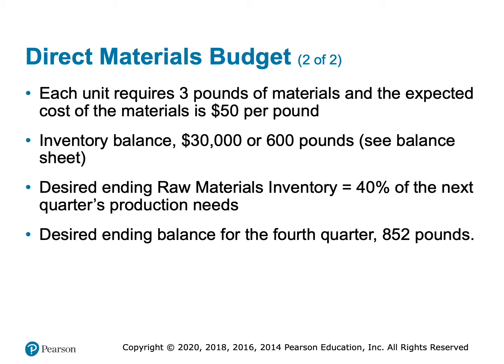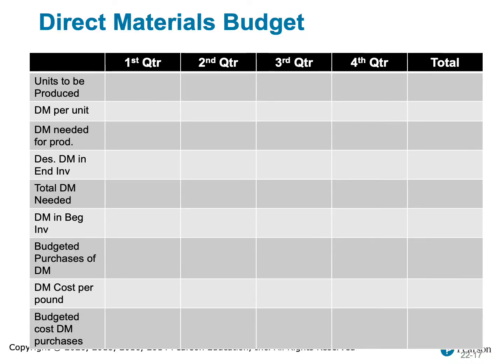We want ending inventory to be 40% of the next quarter's production needs. So we want to go ahead and have those materials bought and on hand so we're not waiting on shipping. And then they just go ahead and tell us that for the 4th quarter, our desired ending inventory balance is 852 pounds. We could have figured that out, but they just were nice to us and gave it to us. So let's walk through our budget here.